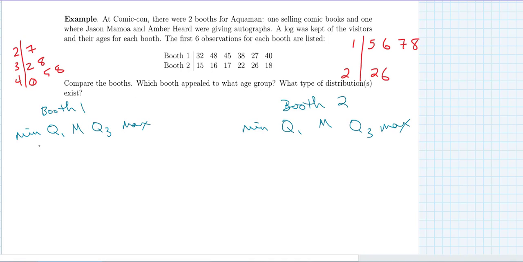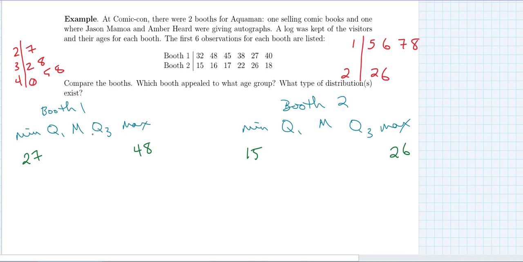So now we can easily figure out what the min and max are for each distribution. Our minimum for booth 1 is 27, and our maximum for booth 1 is 48. And then for booth 2 we have 15 and 26.